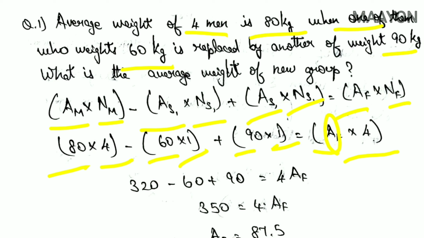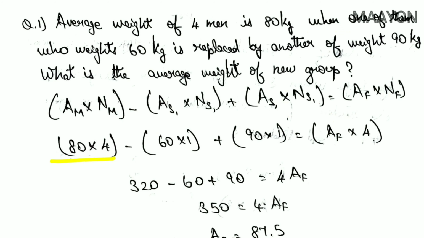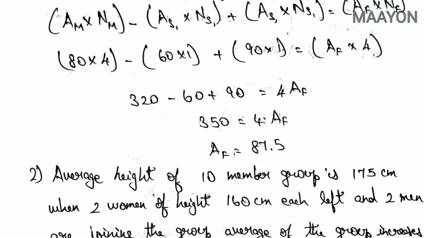Then doing the calculations, we get 80 into 4, 320, minus 60 into 1, 60, plus 90 into 1, 90, equals to 4 AF. Doing the calculations further, it gives out 350 on the left side and 4 AF on the right side. Then 350 by 4 gives out 87.5. It is the final required answer.